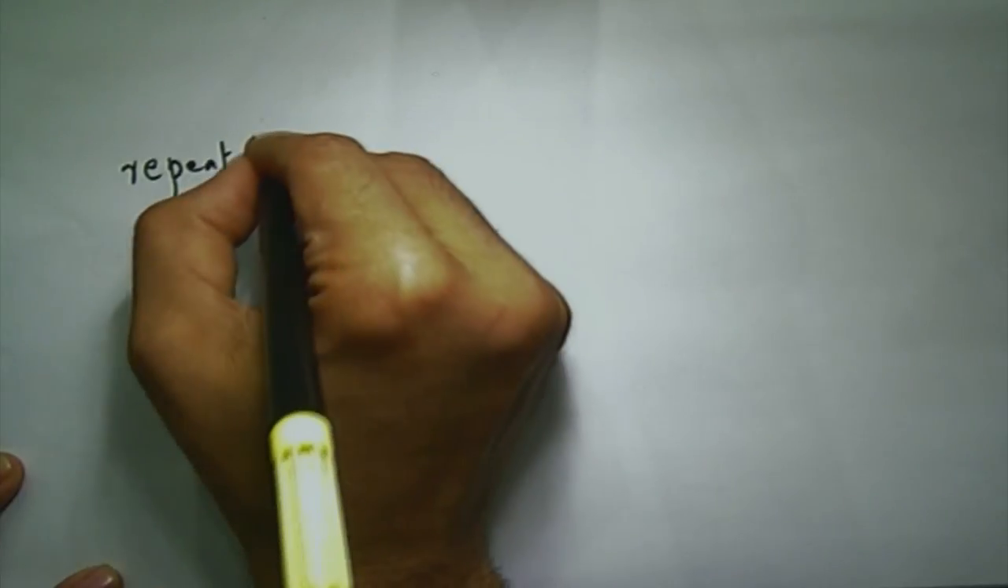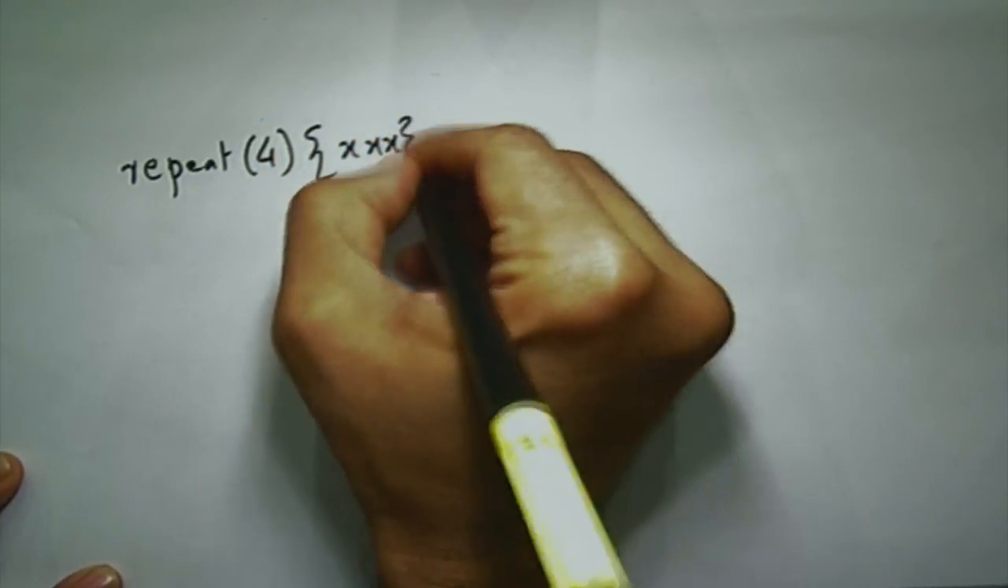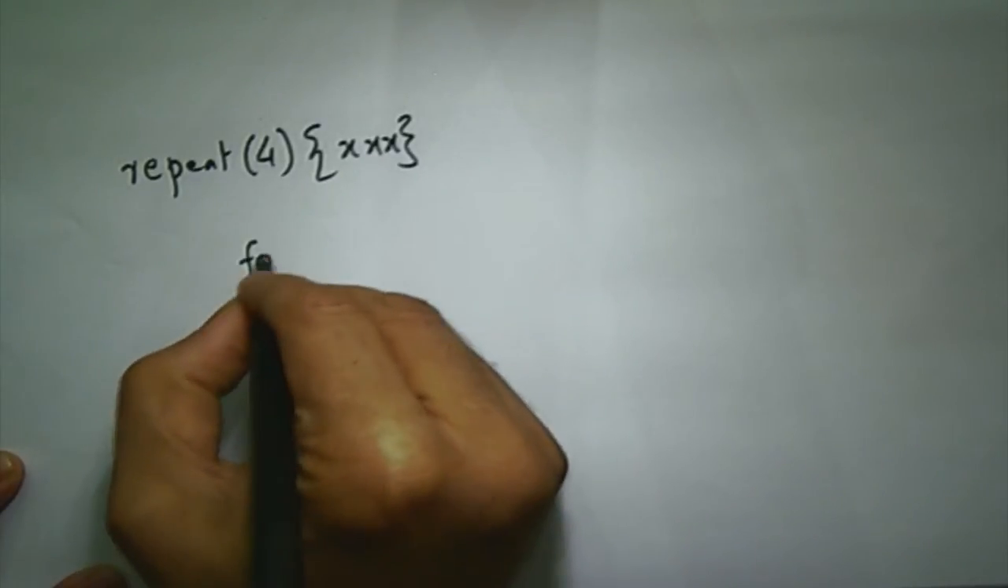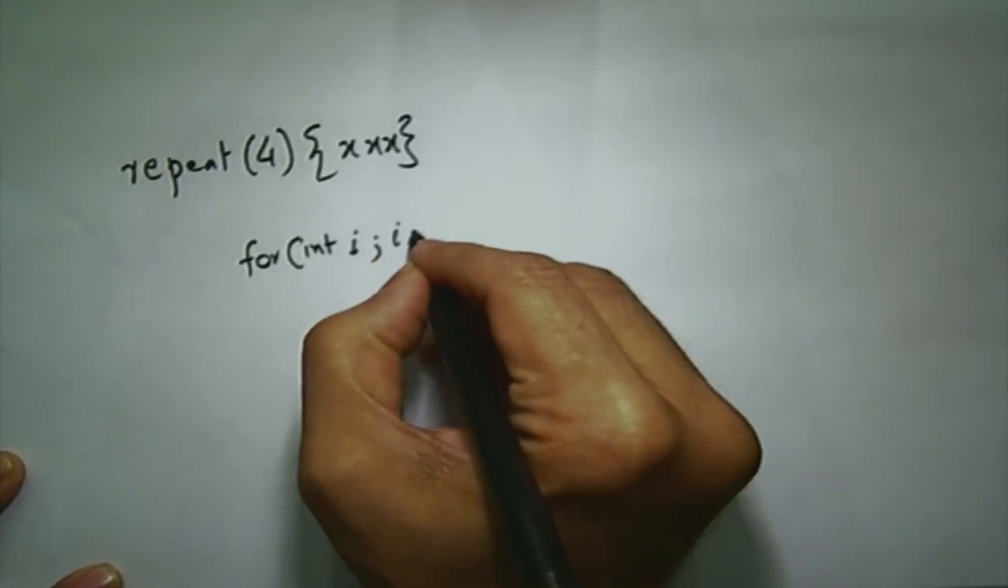So for example, if I write repeat 4 and then say some XXX, then this will get translated to say for, int, and I will use some name. Let me just call it i over here, but I can use some other name over here. That is correct, sir.